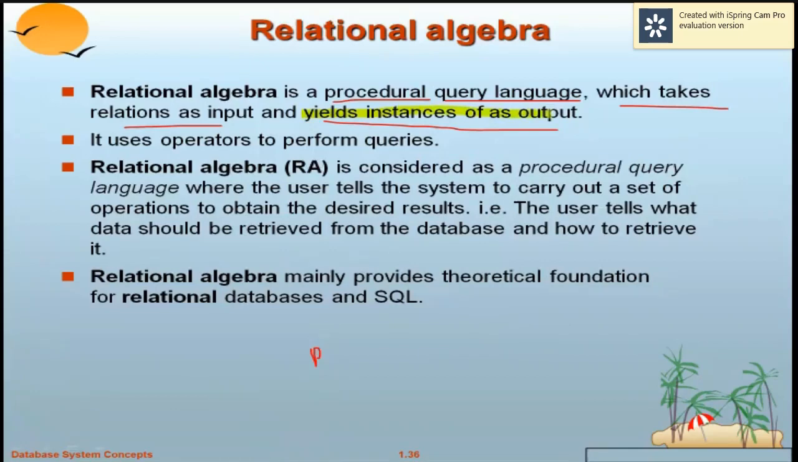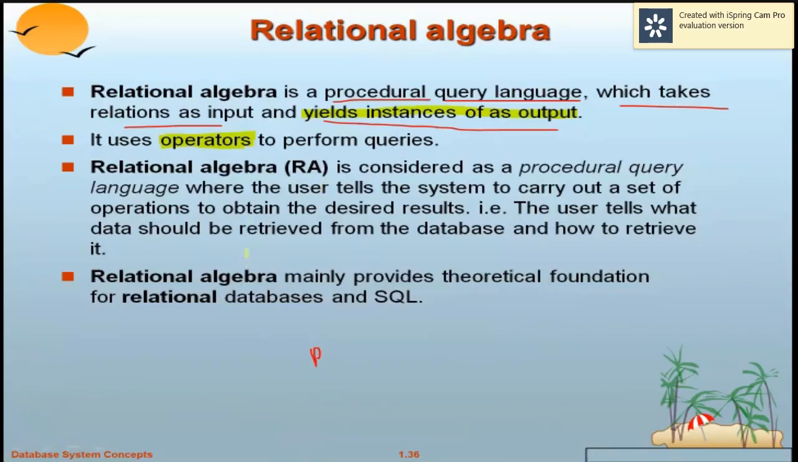Output, in the sense, it can be a table or it can be a single value. It depends on the query we write. So that's why it says instances. And next one, it uses operators to perform queries. Let's see what those operators are. Keep in mind what operators. These operators are helpful in writing the queries, and we will be discussing those operators one by one along with an example.